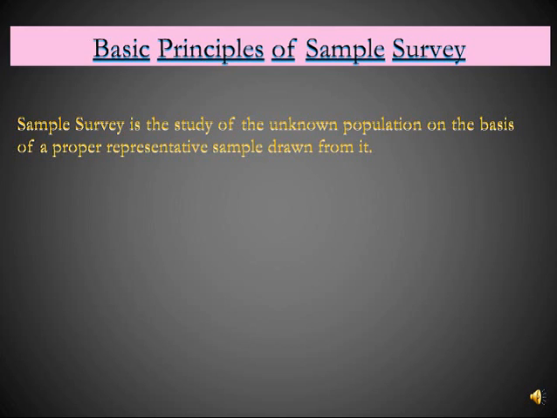Now we'll learn some basic principles of sample survey. Sample survey is the study of the unknown population on the basis of a proper representative sample drawn from it. How can a part of the universe reveal the characteristics of the unknown universe? The answer to this question lies in the basic principles of sample survey comprising the following components. What are these components?